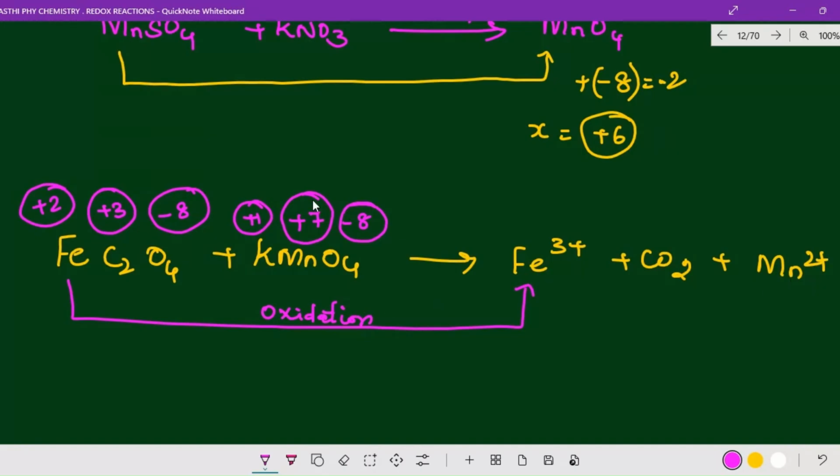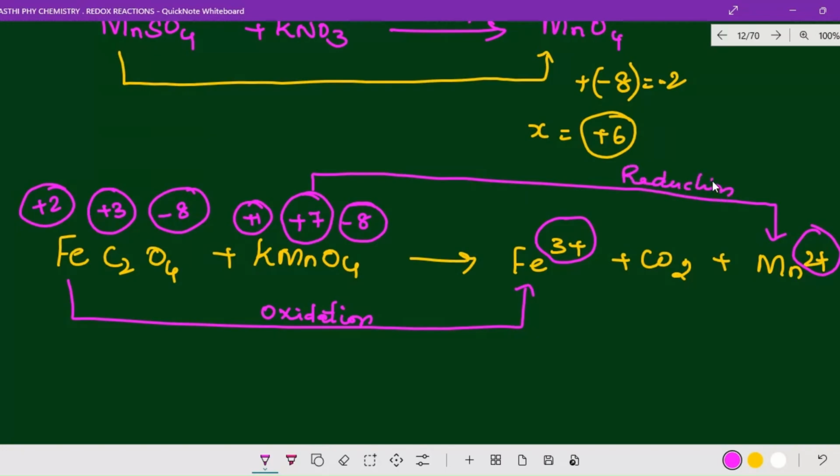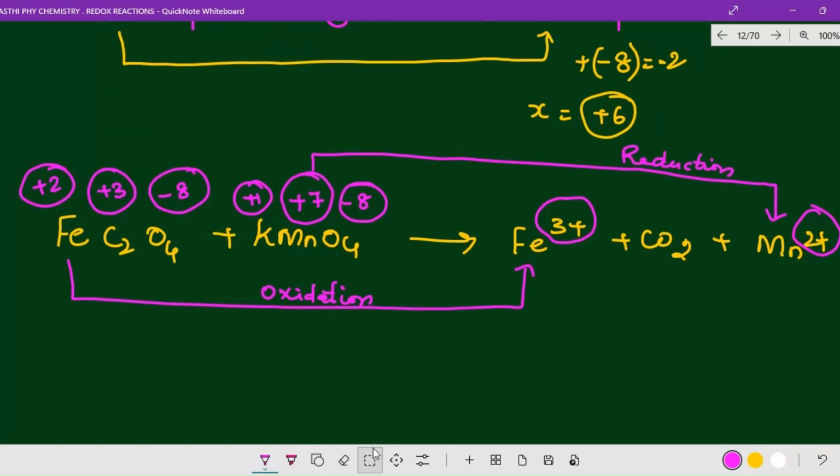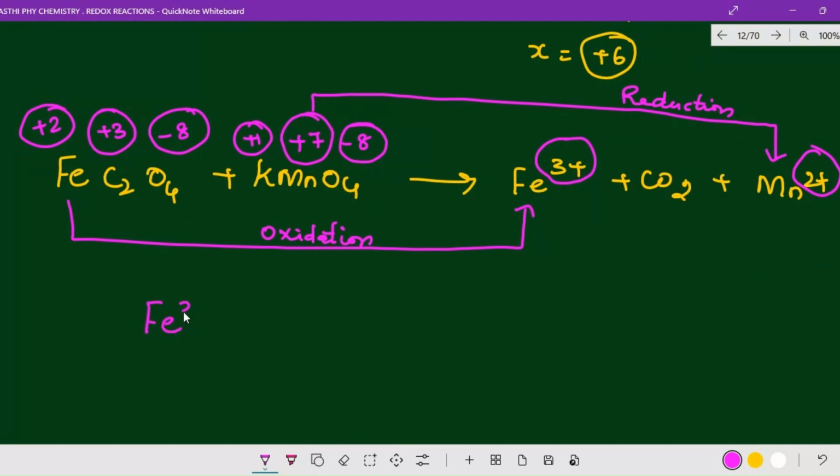Okay, now the next one. Here Mn2+, here +7. It is converted to +2. So this is +2 oxidation and this is +3 oxidation. So this is actually reduction. Okay, so here I just mentioned very clearly, Fe2+ is converted to Fe3+, this is oxidation, right?